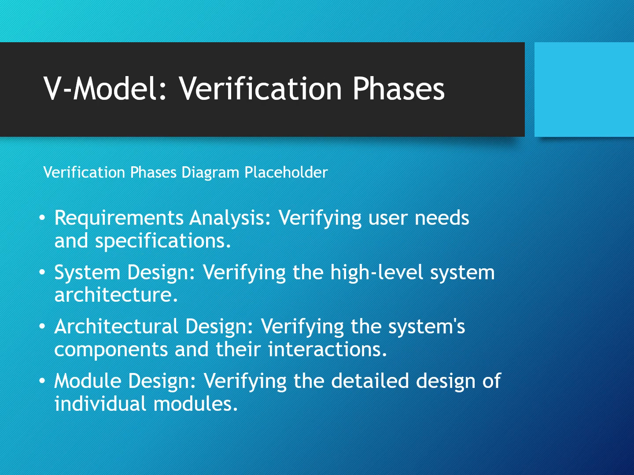The verification phase focuses on reviews and inspections. In requirement analysis, we verify that the software requirements meet user needs. In system design, we check whether the high-level system architecture makes sense. In architectural design, we break this down further, reviewing how components interact. Finally, in module design, we look at the detailed design of each individual module.